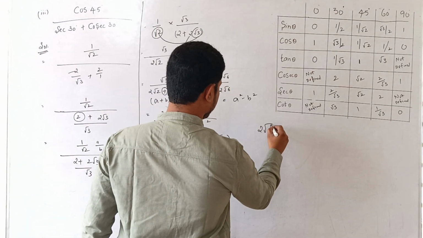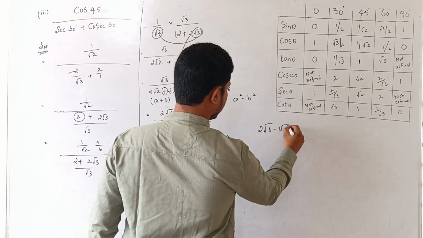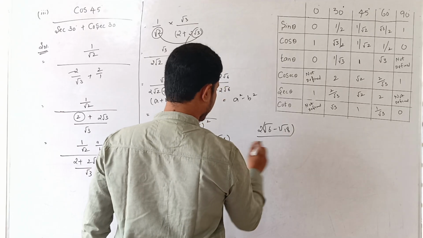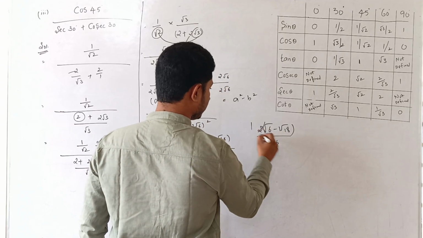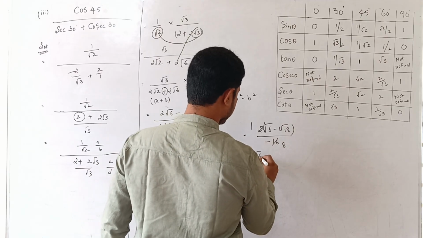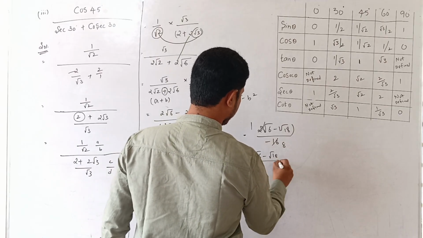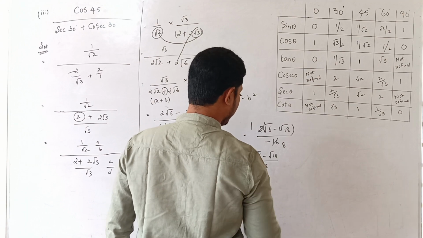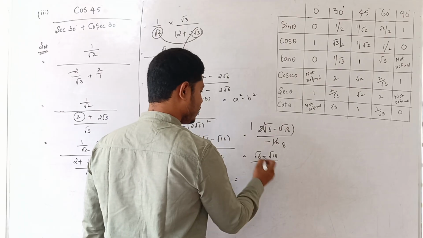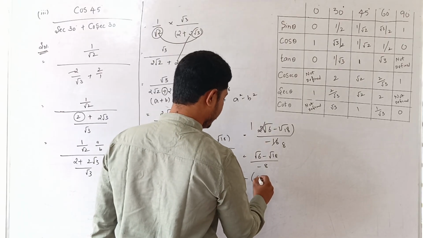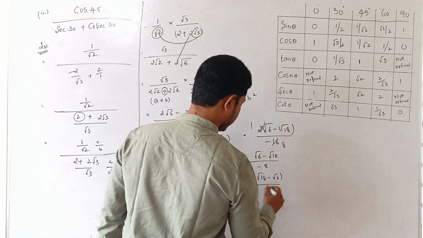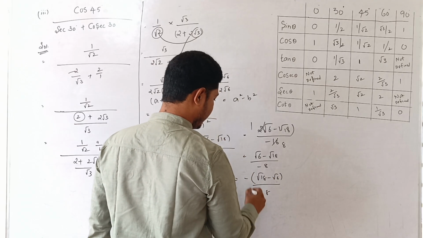Two root 6 minus root 18 by minus 16. 2 1s are 2, 2 8s are 16. Then we will get root 6 minus root 18 by minus 8. I will take minus common in the numerator, that is equals to minus, by minus 8. I will cancel minus and minus.